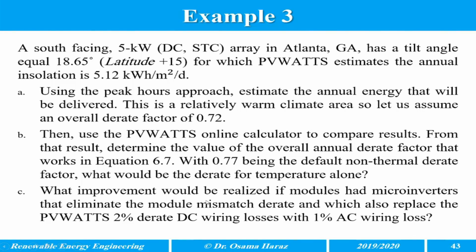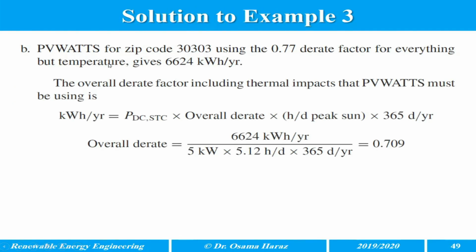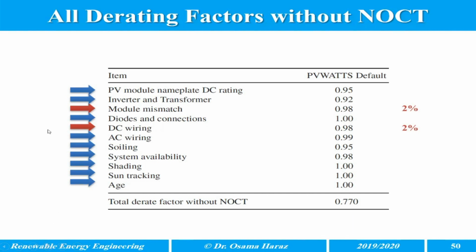Okay, so how to solve this? We have to go back to this table, and we see all the different D-rate factors. He says that suppose there is no module mismatch anymore. So instead of 2% losses, it becomes no losses. That means the D-rate factor becomes 1. And also suppose that the DC wiring 2% loss becomes 1% loss. That means the D-rate factor instead of 0.98 becomes 0.99.